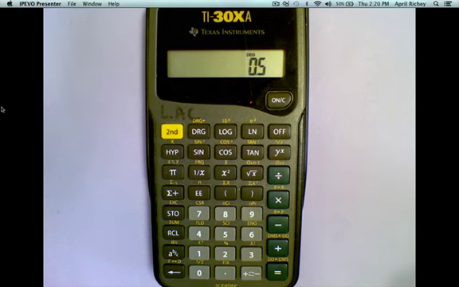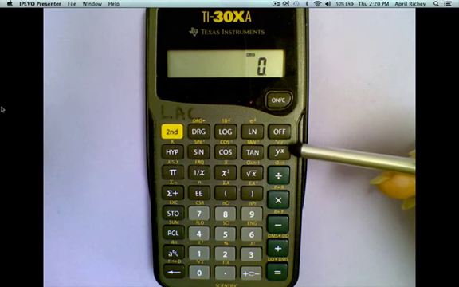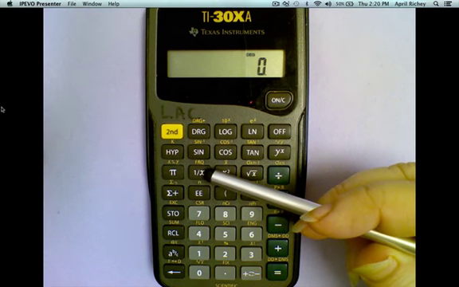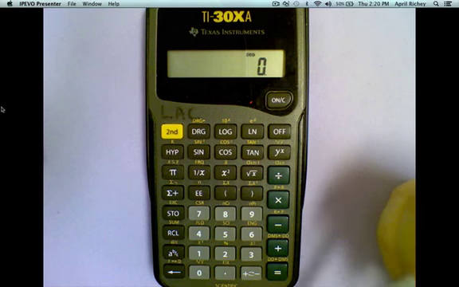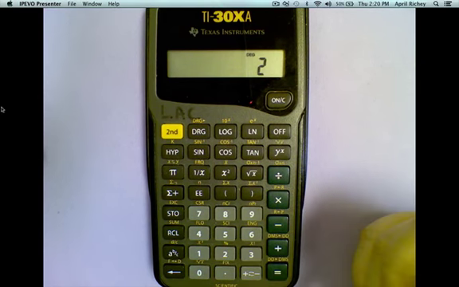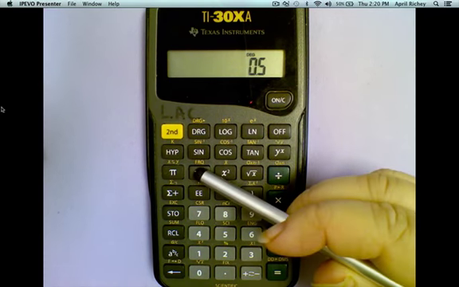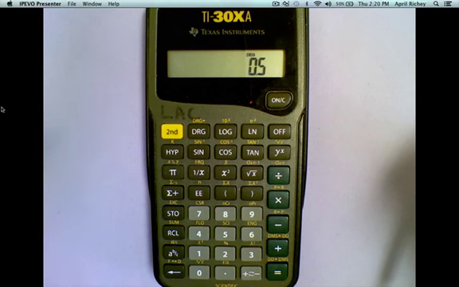I want to look at another way to do this. Raising something to the -1 power is just taking its reciprocal. This is your reciprocal button, your 1 over x. So if I wanted 2 to the -1 power, I could type in 2 and hit that 1 over x, and it flips the 2. It takes the reciprocal of the 2, and I still get the 0.5. So you can use either method you want to.